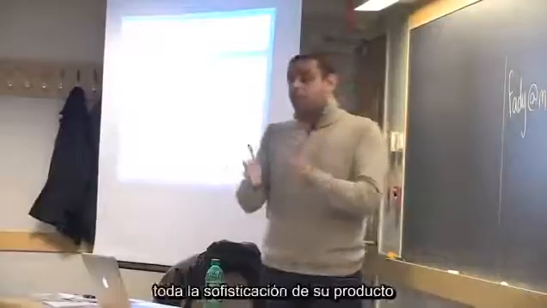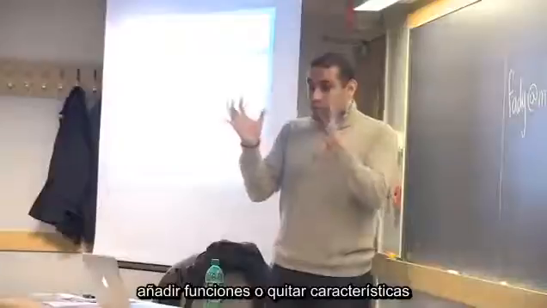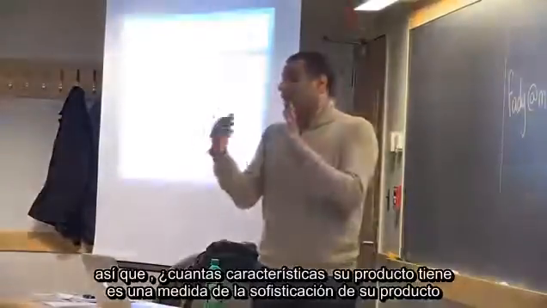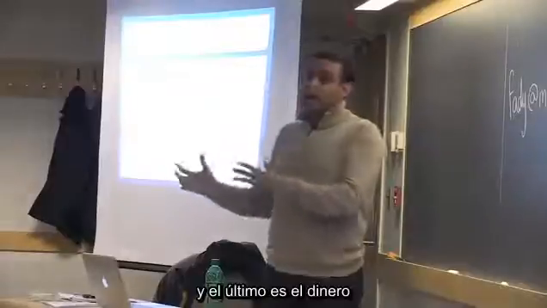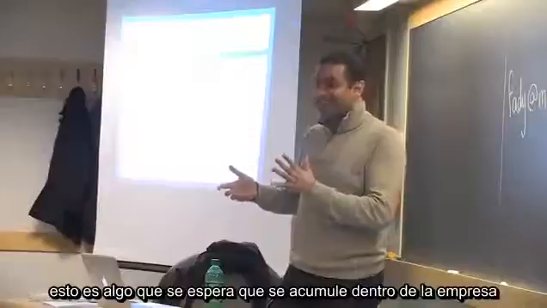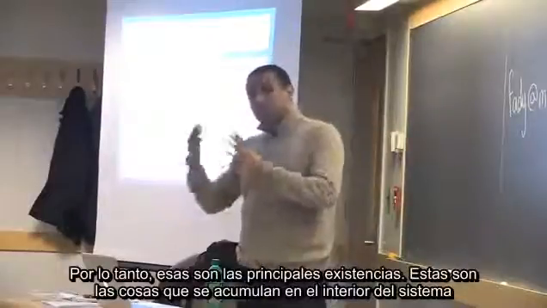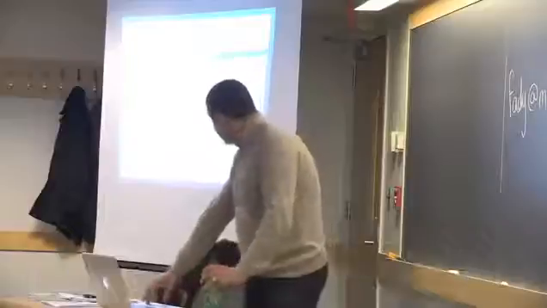The product features or the sophistication of your product. So you add features or you remove features. So how many features your product has is a measure of the sophistication of your product, right? And the last one is cash. Hopefully these are things that accumulate inside the company, right? So those are the main stocks. These are the things that accumulate inside the system.